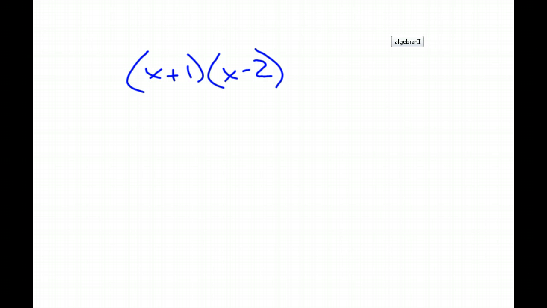When we are factoring, what we're actually doing is undoing multiplication. So when you are multiplying things, let's say we've got x plus 1 times x minus 2. When you multiply two binomials, what do you call that? FOIL. Because you're doing the first terms, then the outside, then the inside, then the last terms.